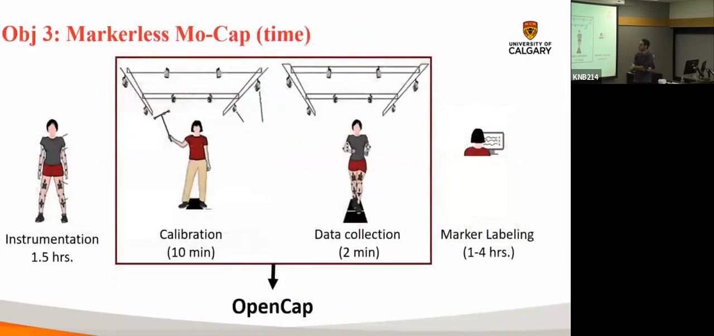Here, I want to show you the time that you can save using OpenCap. The rectangle shows the steps that you need in OpenCap. It takes around 15 minutes, calibration and data collection. Compared to marker-based, you need two more steps, instrumentation and marker labeling. And for cycling, it's 3 hours compared to 15 minutes.